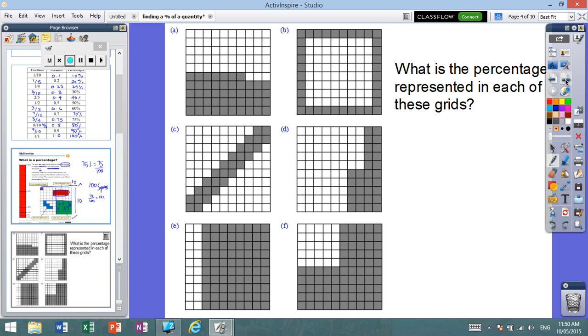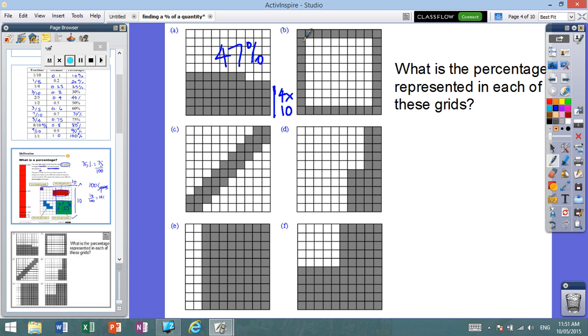Alright, so you've had a bit of a go. Hopefully you've been able to do it. So we'll look at A first. We've got 4 rows here, so it is 4 lots of 10, which of course gives us 40. And then we have another 7 here. So 47 squares have been shaded, which gives us 47%.